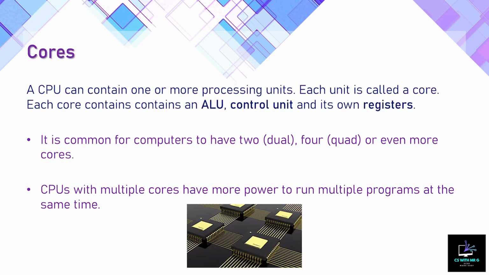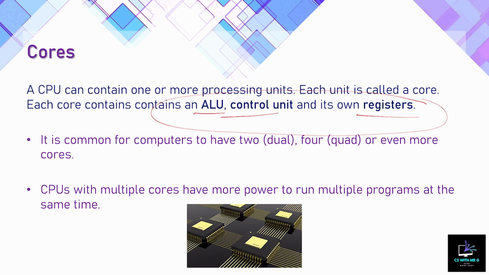And finally, we have a core. And a core is a part of the CPU which contains an ALU, a control unit, and its own registers. So if we go back to the last lesson, we discovered that these 3 components are what makes a CPU. Now that's if we're talking about a CPU that has 1 core.